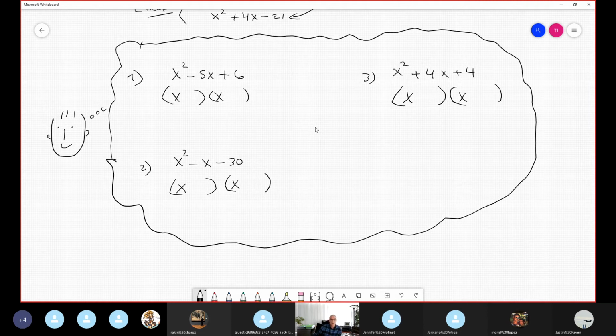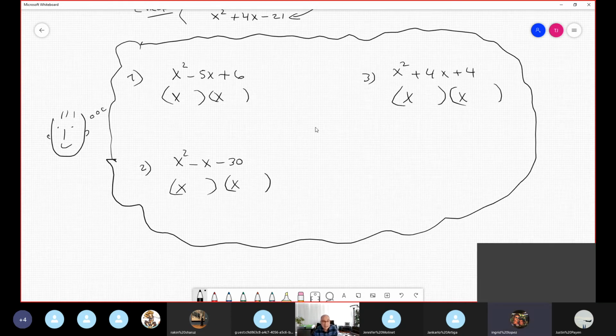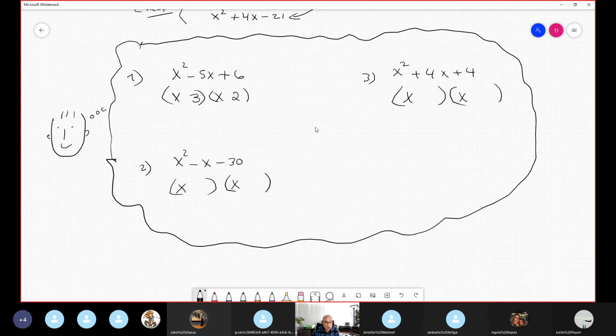Okay, who helped me in the first one? 3 plus 2 is 5, and 3 times 2 is 6. Absolutely. So, 3 and 2. What signs do you see? Okay, pay attention. First sign is plus. That indicates that we have the same sign. Same sign means plus or minus. It's obvious it's minus because this sign is negative. End of the story.